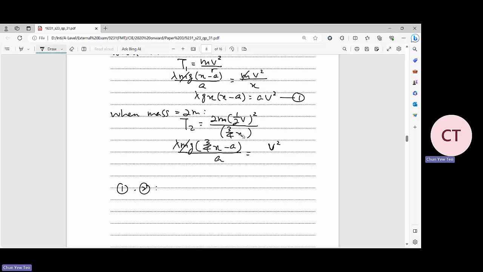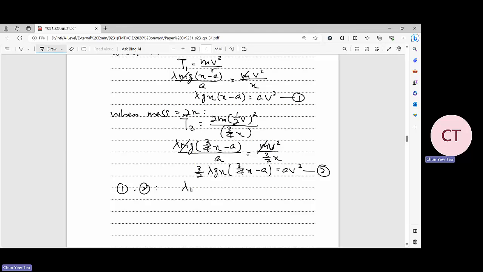Okay, so for these questions, you have 1 over 4 v squared times 2. So 2 times 1 over 4 v squared is actually half. So this one is actually mv squared half. Then you get this one as a 3 over 2x. You're supposed to get this. Then if you cancel the m and you do the cross multiplications, you will get 3 over 2 lambda gx, 3 over 4x minus a, is equal to the ab squared. Now this is equation number 2.